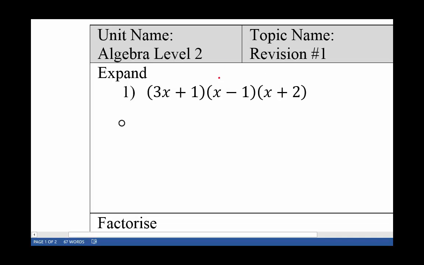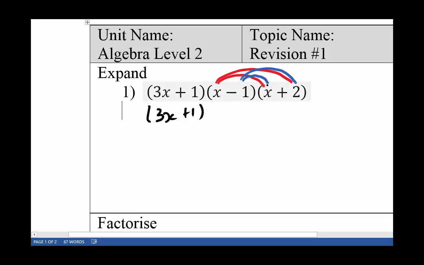these last two brackets. Okay, so I'm going to go x times the x. I'm going to go then x times 2 and then a different colour. I'm going to go negative 1 times x and then negative 1 times 2. So the first bracket doesn't change, it's just 3x plus 1. And then the second bracket, I'm going to do those red lines now.